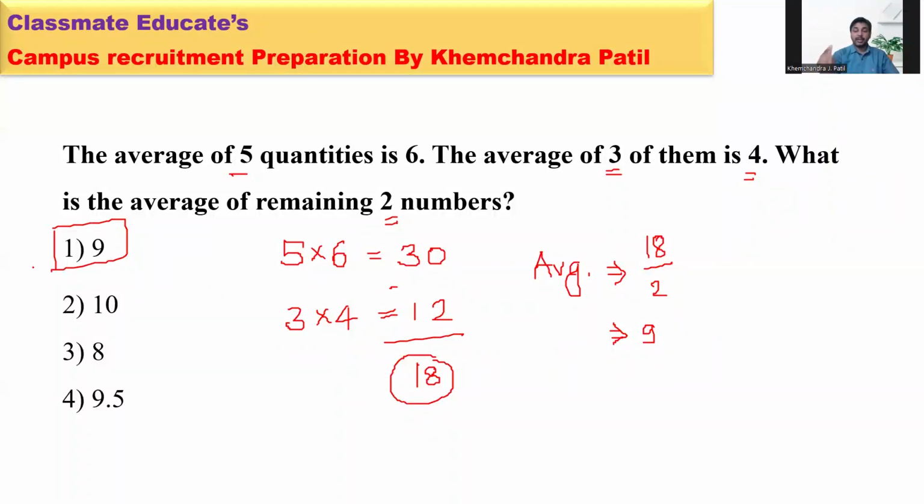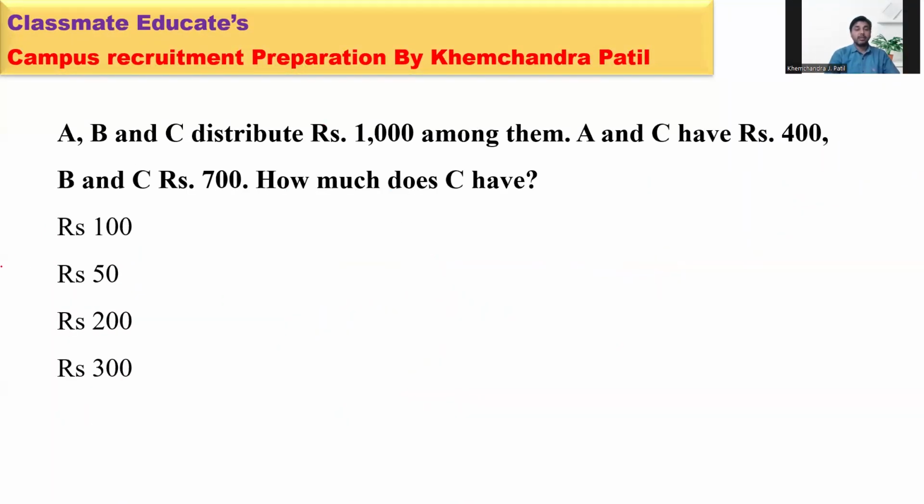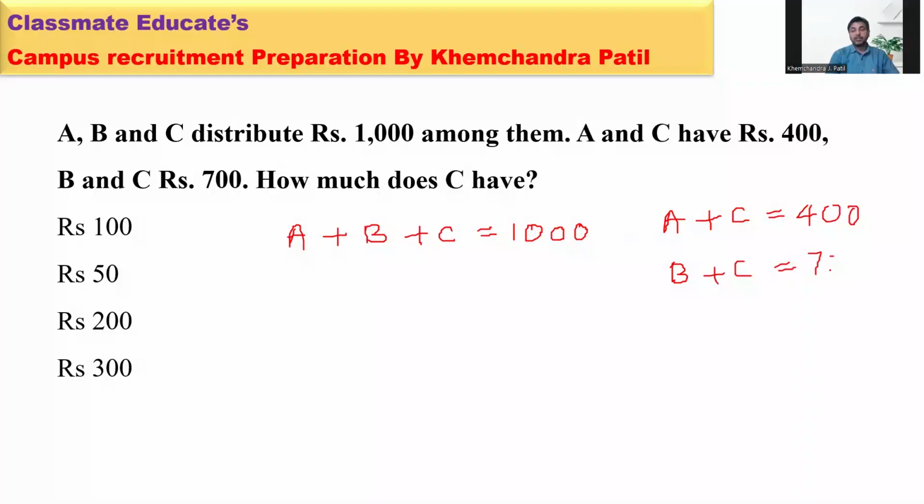So this is a question on average. Let us try to solve the next question. A, B, C distribute rupees 1000 among them. A and C have 400 rupees and B and C have 700 rupees. How much does B have? What is the first equation given? From the given information, A plus B plus C is equal to 1000 rupees. What is the second information given? A and C have 400 rupees. So we have the equations A plus C is equal to 400 and B plus C is equal to 700.